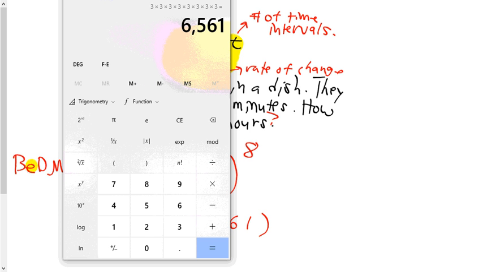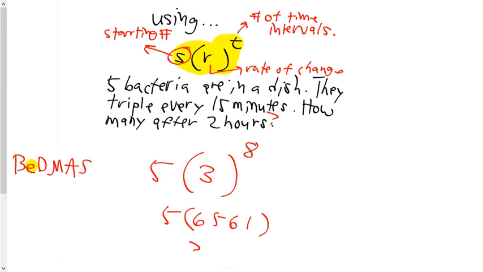Take that same number. I'm not going to press clear. I'm just going to hit multiplied by 5. And the answer is 32,805 bacteria after 2 hours.